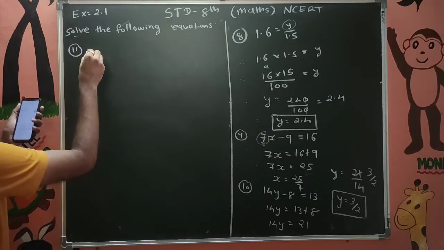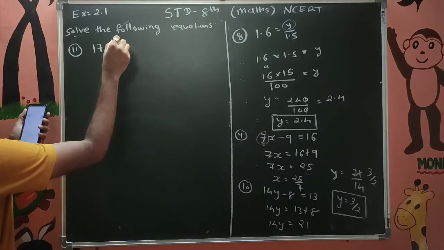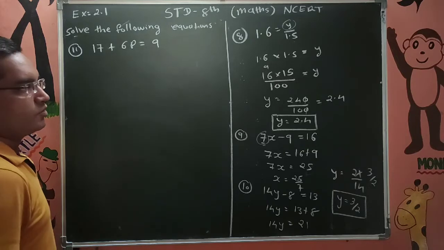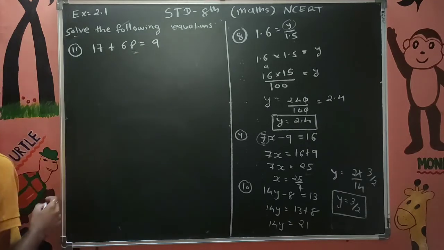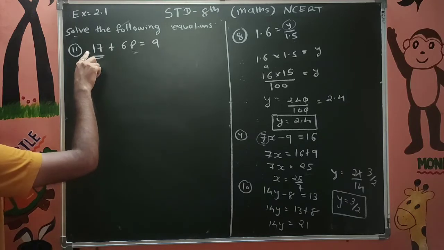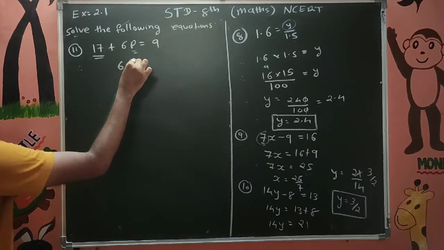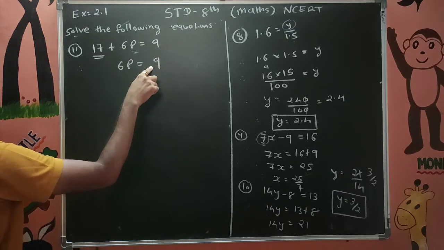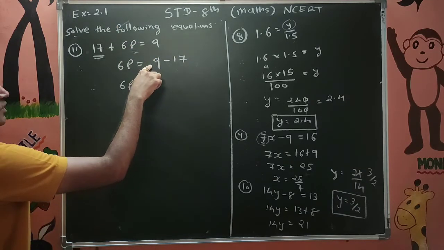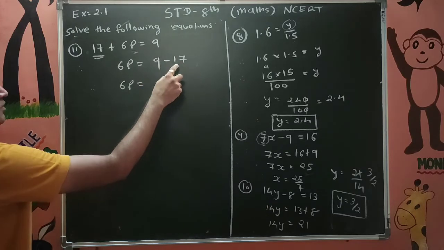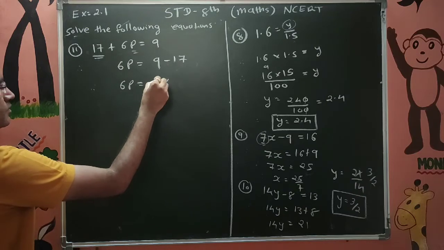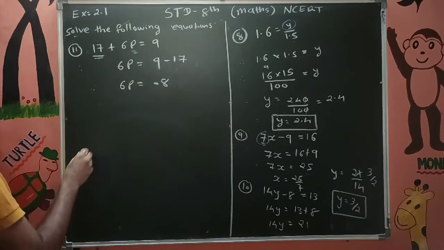In question number 11, we are given 17 plus 6p equal to 9. So here our given variable is p. Same method. First we have to take this 17 on the right hand side. So plus sign will become minus sign. So it's 6p equal to 9, 9 as it is, taking this 17 on the right hand side. Subtraction. 1 positive, 1 negative. So you have to consider subtraction. So 17 minus 9 is 8. And the sign of the largest number is 17, whose sign is minus. So it's minus 8.